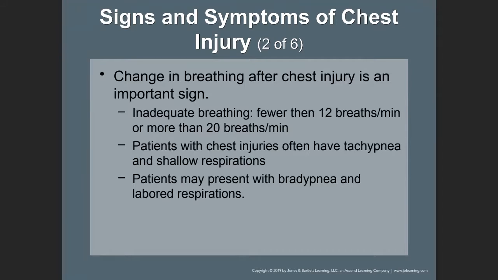Change in breathing after chest injury is an important sign. Inadequate breathing is fewer than 12 breaths per minute or more than 20 breaths per minute, and you will link this to the patient's level of consciousness. So when looking at the breathing to determine if it's adequate, look at the patient's level of consciousness, their breathing rate, rhythm, quality, and depth. Patients with chest injuries often have tachypnea and shallow respiration. Patients may present with bradypnea and labored respirations.